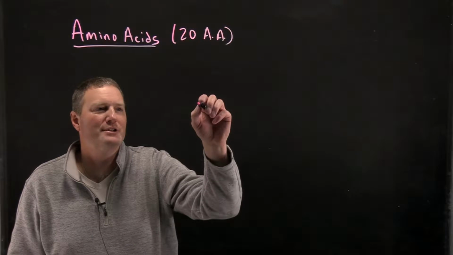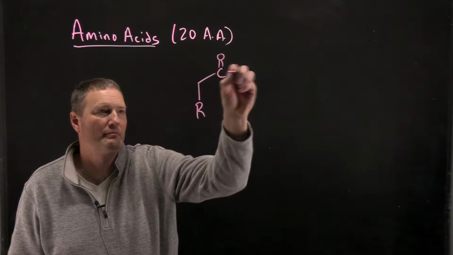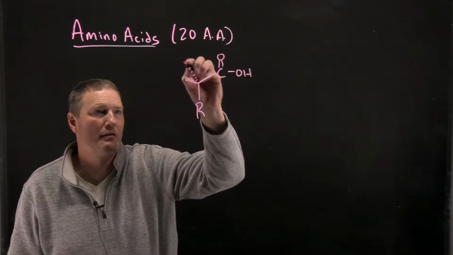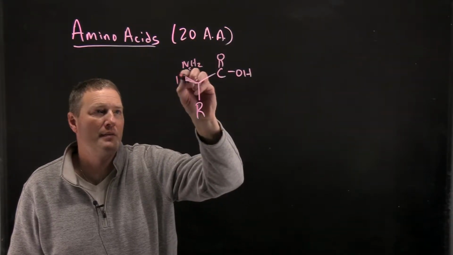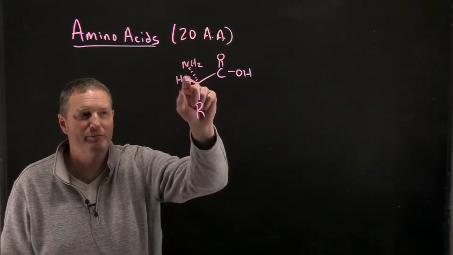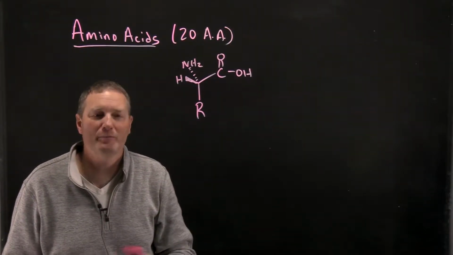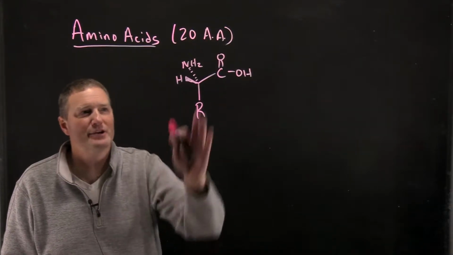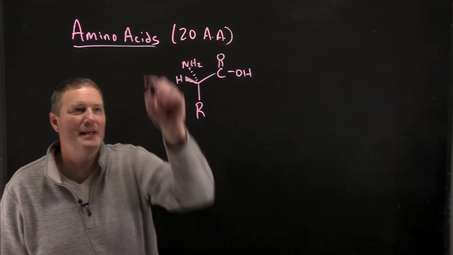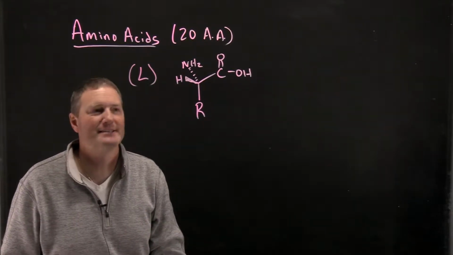So if we were to draw out a generic amino acid, they have this structure. Now notice that I've put some stereochemistry here. I've put a wedge bond here for this hydrogen and a dash for the amino group. We'll talk more about stereochemistry a little later, but it turns out all of the amino acids have this particular stereochemistry. This is called the L stereochemistry. So all of the amino acids are called L amino acids.